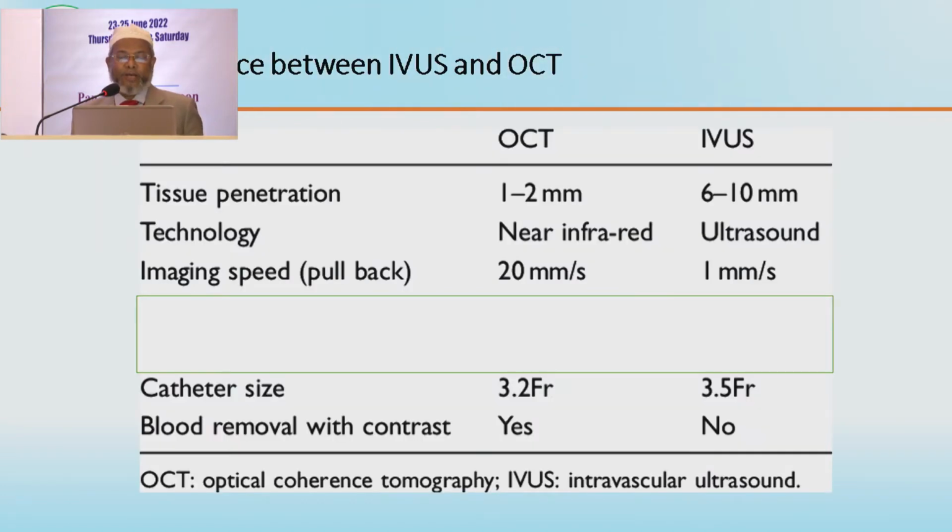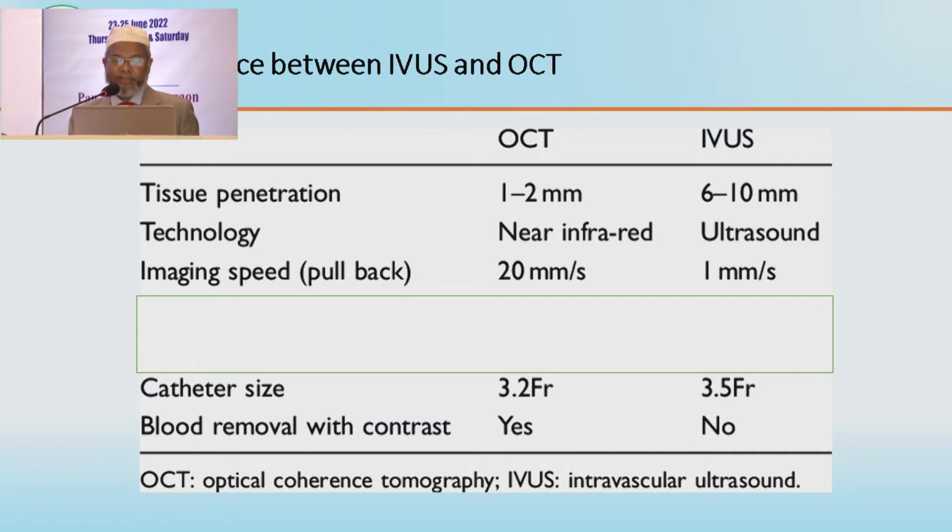And difference between IVUS and OCT, tissue penetration: OCT tissue penetration is less, in IVUS tissue penetration is more. And technology, OCT is near infrared and IVUS is ultrasound, and imaging speed pullback 20 millimeter per second for OCT and 1 millimeter per second for IVUS.